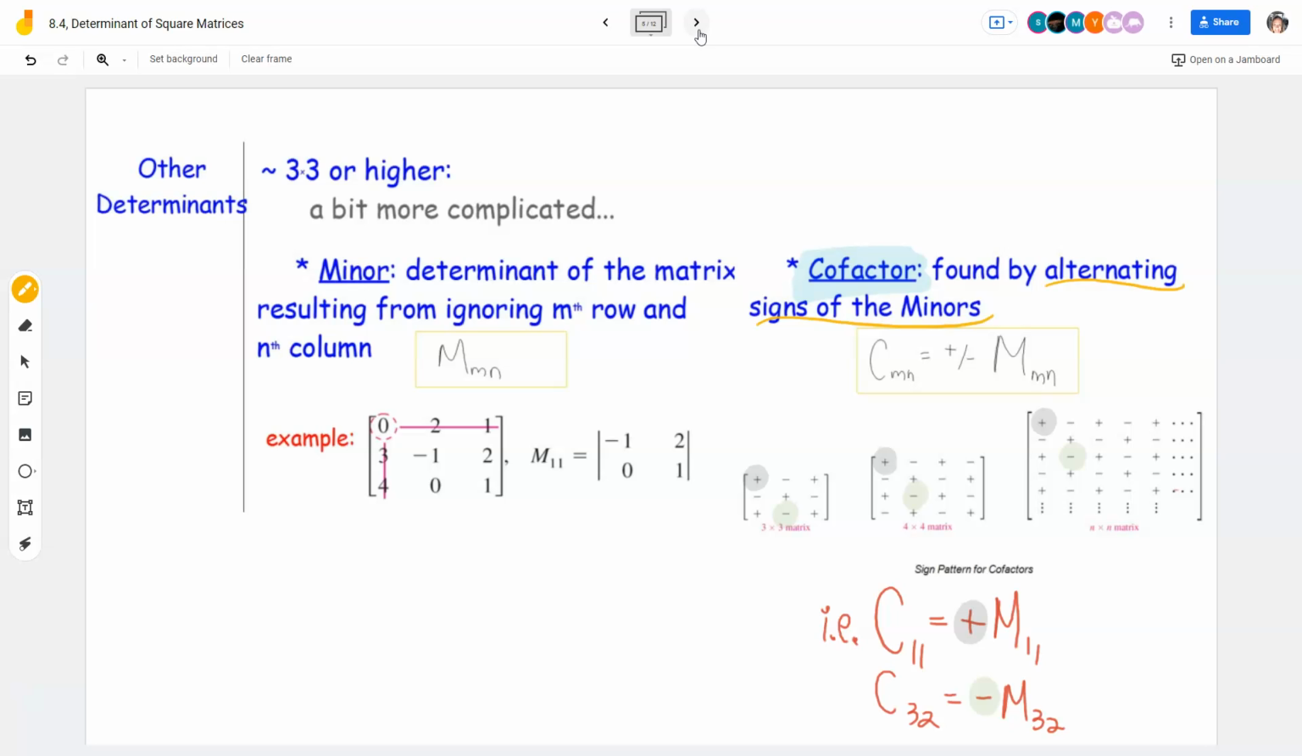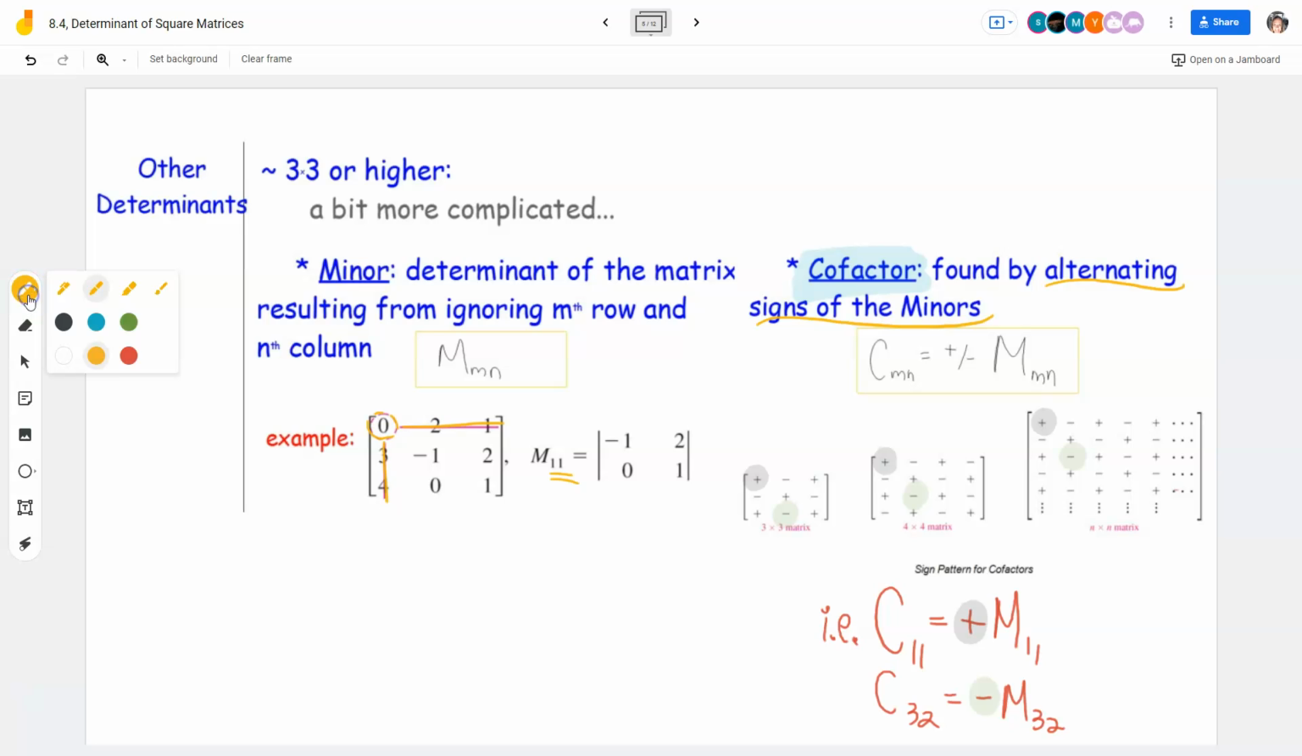Do you see how this is minor 1,1? Do you see how the 1,1 is circled and the entire first row is ignored and the first column is ignored? What's the minor? Everything else. Everything except the first row. 0 is A11. The minor is what's left underneath the first row, first column.